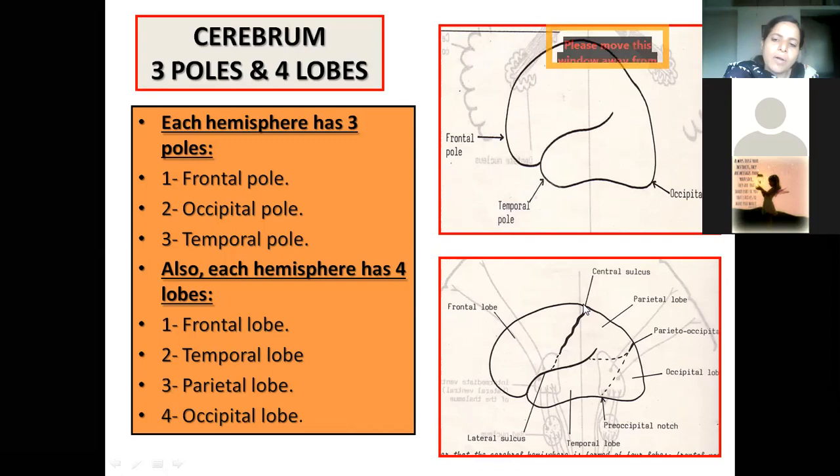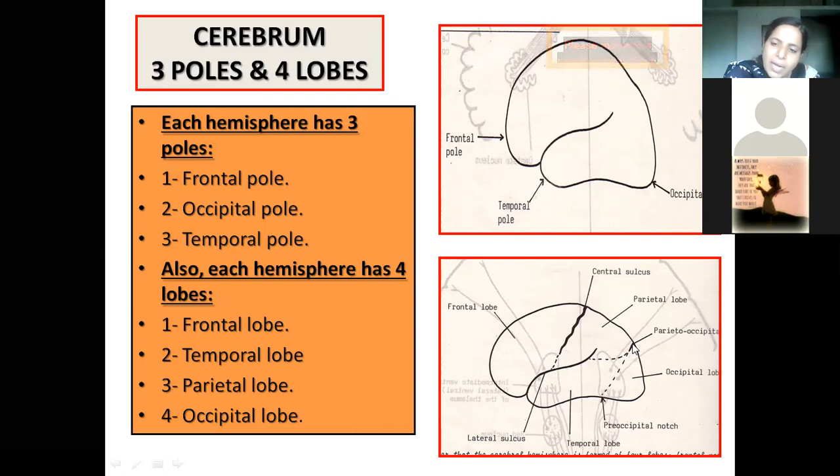Suppose you draw one line between the frontal lobe and parietal lobe, there will be a depression. All depressions are called sulci, elevations are called gyri. So this is the central sulcus. Then as you go behind, we have the parieto-occipital sulcus. Between the frontal and temporal lobes, we have the lateral sulcus. And if you draw one line extending from the parieto-occipital sulcus to the lateral sulcus, then this imaginary line will divide the parietal lobe from the temporal lobe.